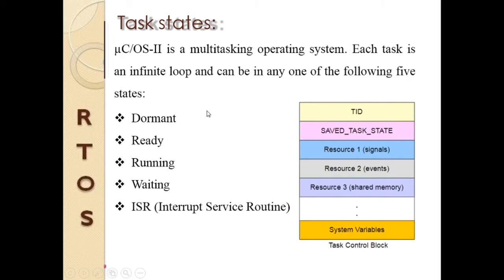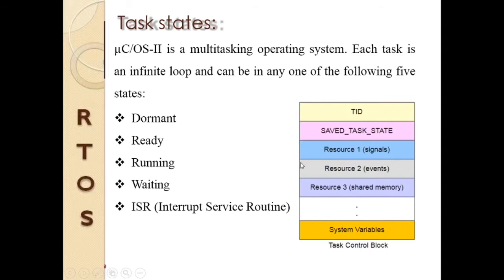Every task will have a certain number of states. In microC OS 2, these states are known as the dormant state, which we studied as the idle state. Then we have the ready state, when the task becomes ready to run. Then we have the running state, that is when the task gets the processor and starts running. Then we have the waiting state, that is the state when the task gets blocked by an IO resource or something like that. Then we have ISR also. Strictly speaking, the states are dormant state, ready state, running state, and waiting state.